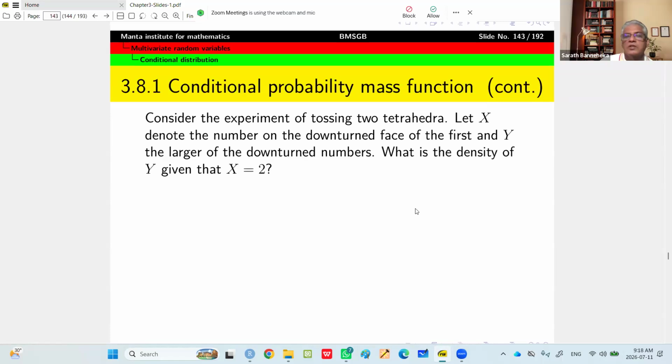So the question is, even though the word density is used here, we are really looking at the mass function because X and Y are both discrete random variables. X can take values from 1 to 4, Y can take values from 1 to 4. Right? So what we are really looking at is the conditional probability mass function of Y given X equal to 2.